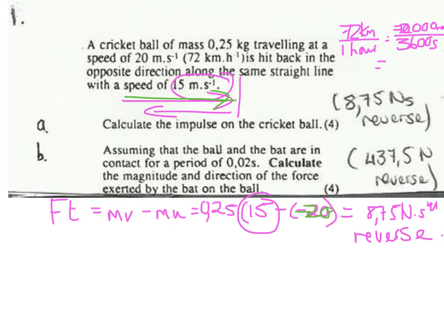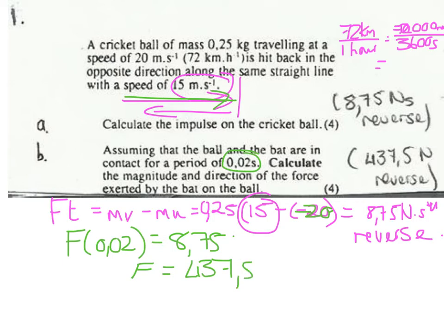Assuming that the ball was in contact with the bat for 0.02 seconds, calculate the magnitude of the force. Well, now we know what the impulse is, and so we can work out the force, and we can say force times 0.02 is equal to 8,75, and therefore the force itself is going to be 437,5 newtons in the reverse direction.